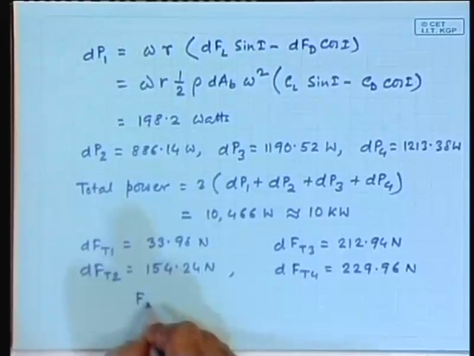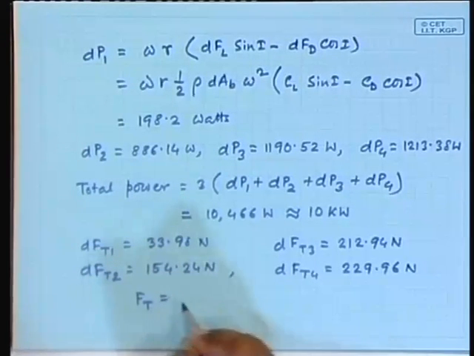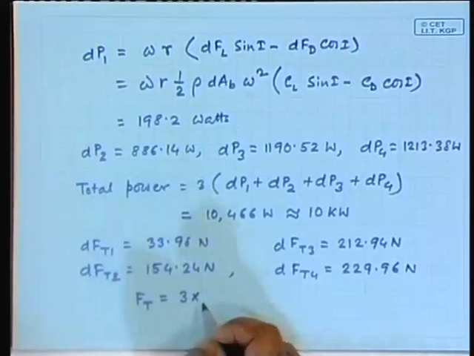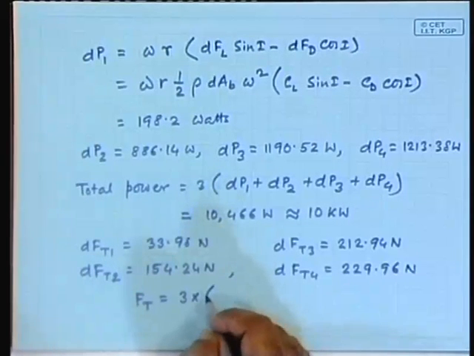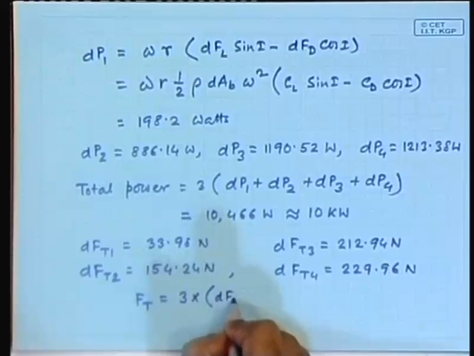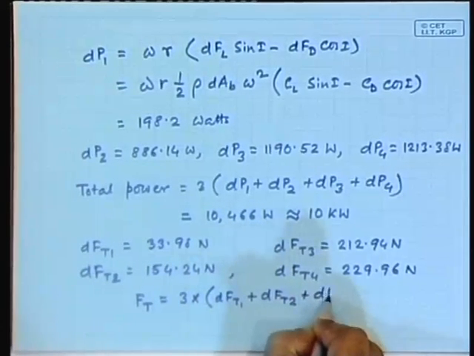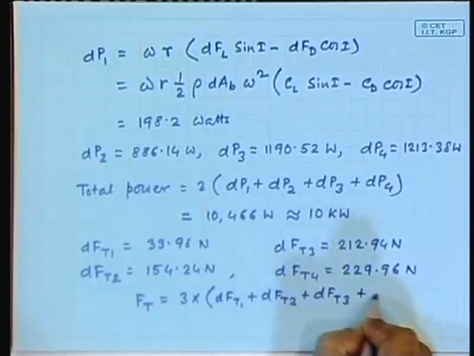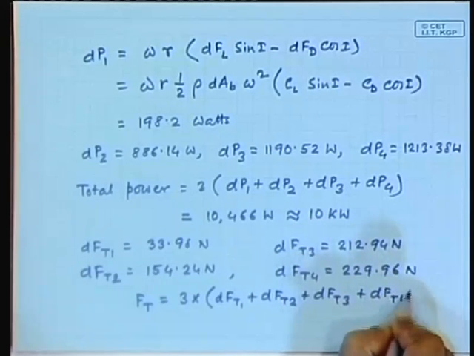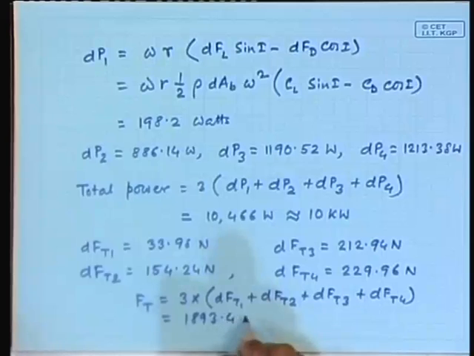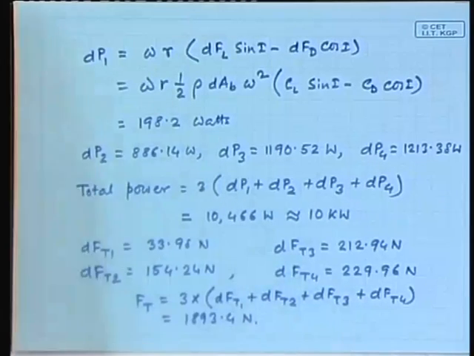So the total, FT is again 3 times this, DFT1 plus DFT2 plus DFT3 plus DFT4. Is it visible? Yes. It will come to be 1893.4 newtons.